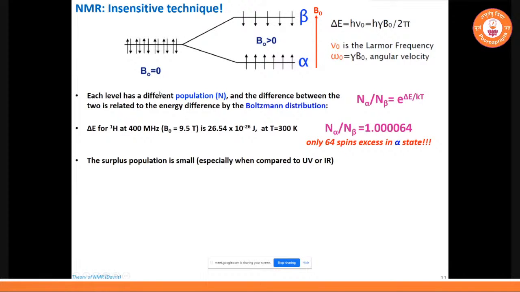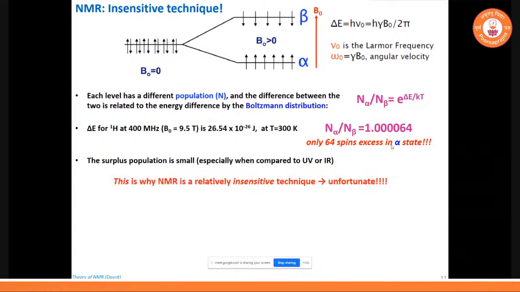Now, if you want to know the population of spins occupying the lower energy state and the higher energy state, our friend Boltzmann comes into the picture. In the Boltzmann distribution, if you use this formula for a proton at 400 megahertz in a field of 9.4 Tesla and calculate the populations in the lower and higher energy states, we find that in a million, just 64 spins will be in excess in the alpha state. Alpha state means where the nuclei align with the field. That's why NMR is the least sensitive technique.